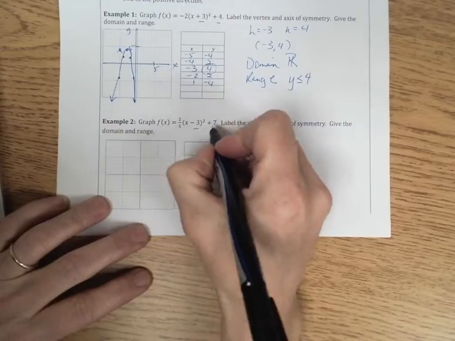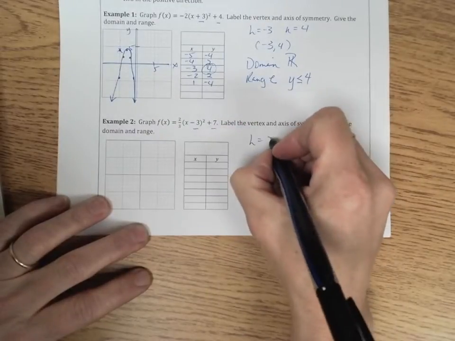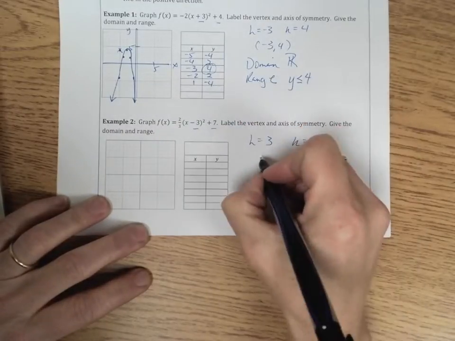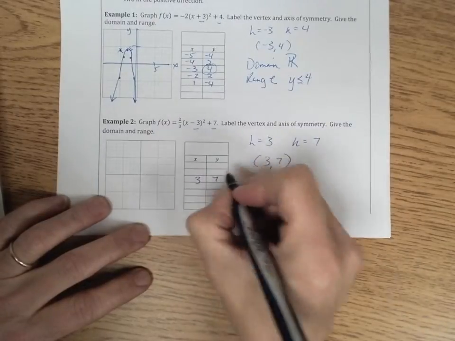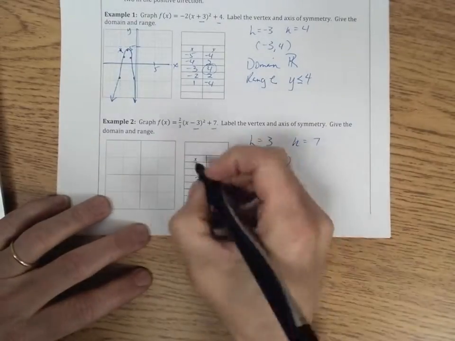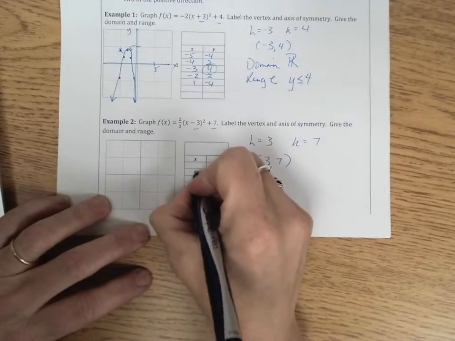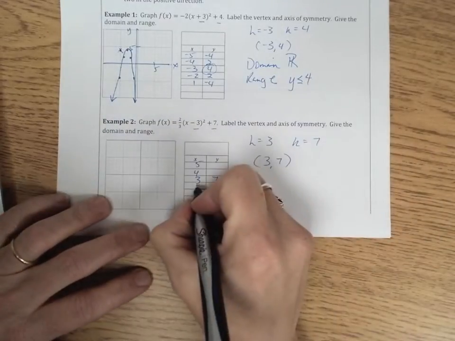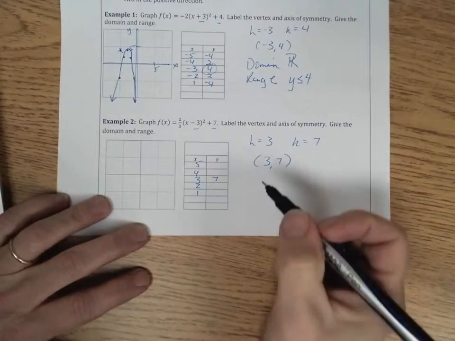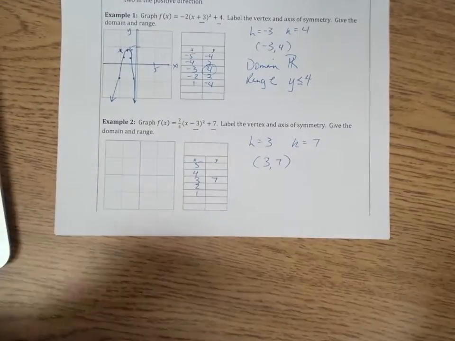So we'll pick out h and k. We've got 3, 7, and that's our vertex. We'll make two values in the negative direction, so 3, 4, 5. That's the positive direction. Now let's go 2, 1. Plug those values in.